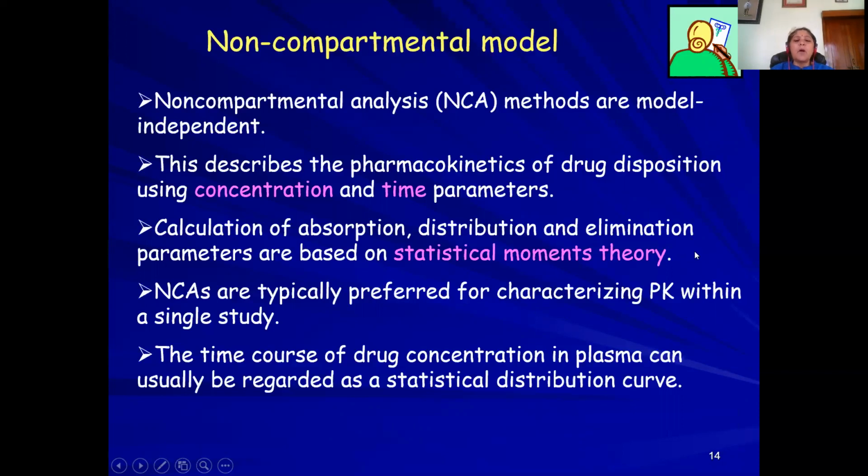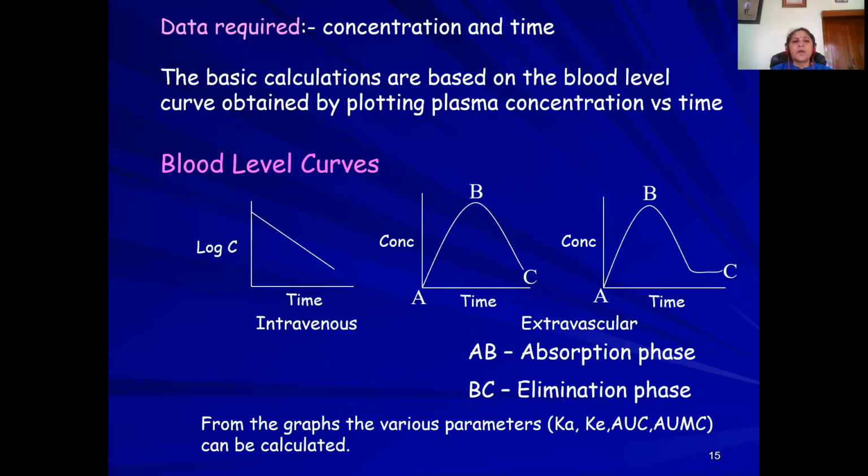Now, these non-compartment models are typically preferred for characterizing the PK within a single study. The time course of drug concentration in plasma can usually be regarded as a statistical distribution curve. The data required here is concentration and time. The basic calculations are based on the blood level curve obtained by plotting plasma concentration versus time. You could see the first blood level curve here.